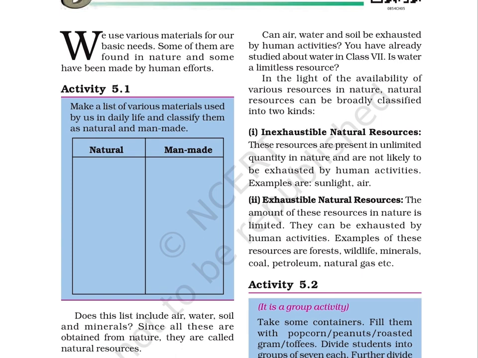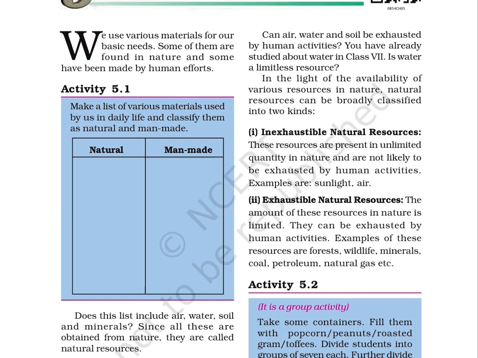You have already studied about water in Class 7. Is water a limitless resource? In the light of the availability of various resources in nature, natural resources can be broadly classified into two kinds. First, inexhaustible natural resources. These resources are present in unlimited quantity in nature and are not likely to be exhausted by human activities. Examples are sunlight, air.